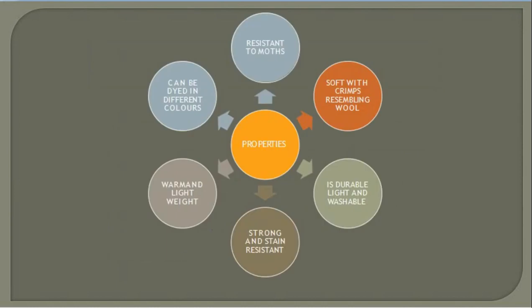Now, there are six major properties of it. First, it is resistant to moths and other insects, soft with crisp resembling wool. It is light and durable and is easily washable, strong and stain resistant, and warm and lightweight. And due to this, it is also used for making clothes of babies. Can be dyed in different kinds of colors very easily.